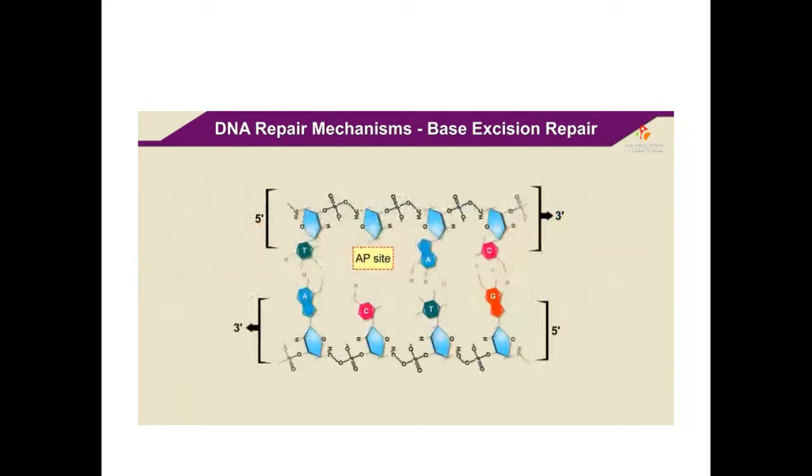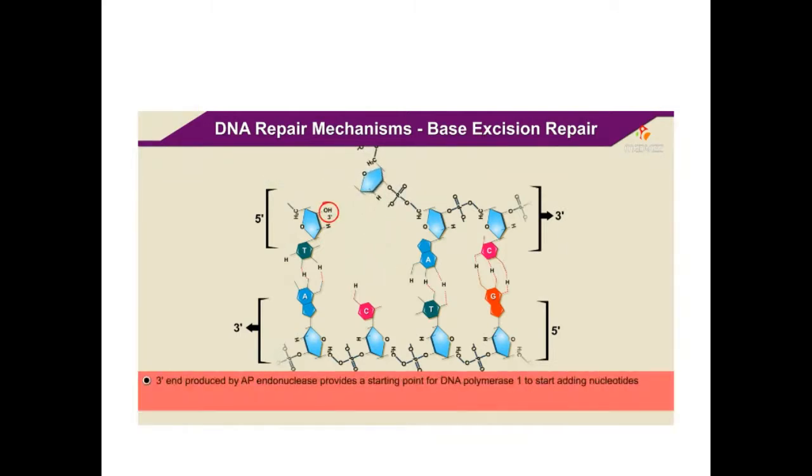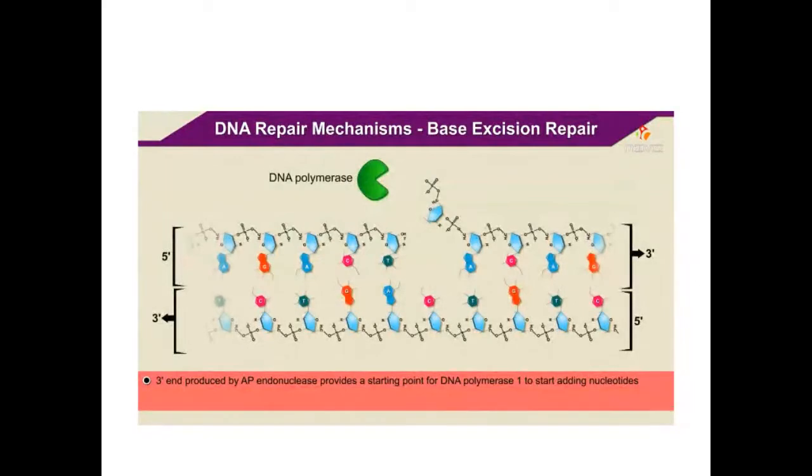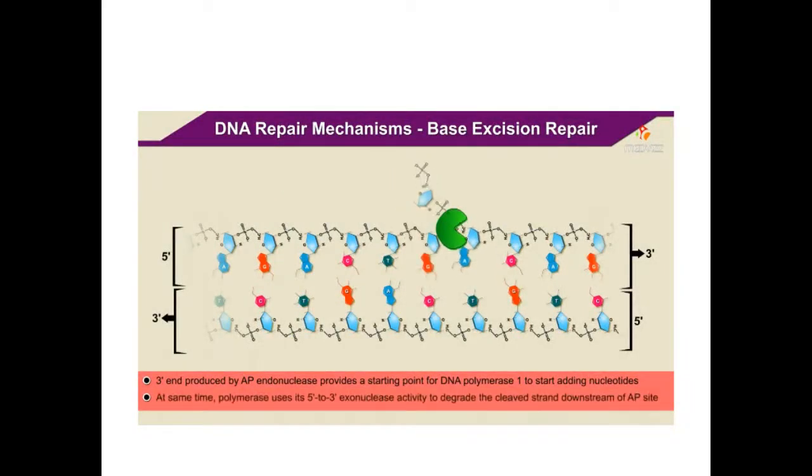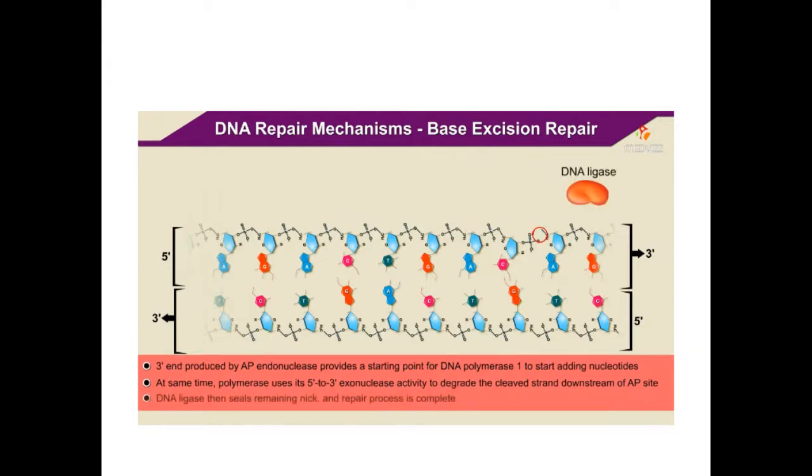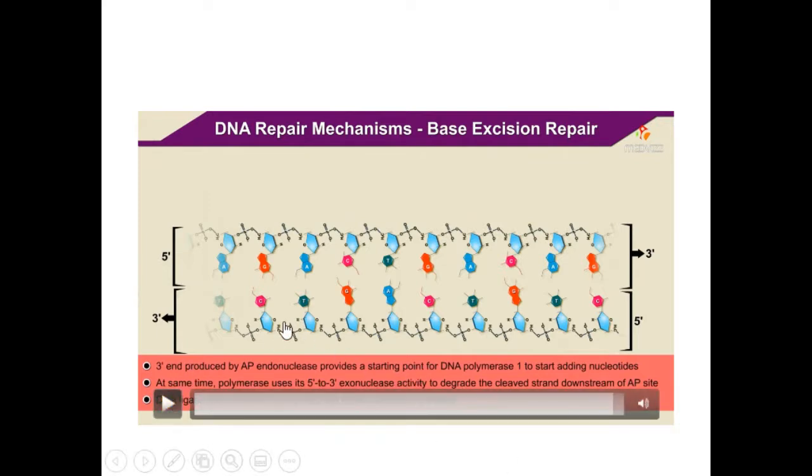The next step in base excision repair involves AP endonucleases that specifically cleave the phosphodiester backbone at AP sites. The 3' end produced by the AP endonuclease provides a starting point for DNA polymerase I to start adding nucleotides. At the same time, the polymerase uses its 5' to 3' exonuclease activity to degrade the cleaved strand downstream of the AP site. DNA ligase then seals the remaining nick, and the repair process is complete. Okay, so that's the base excision repair, all right?